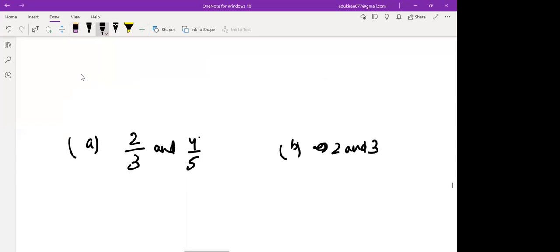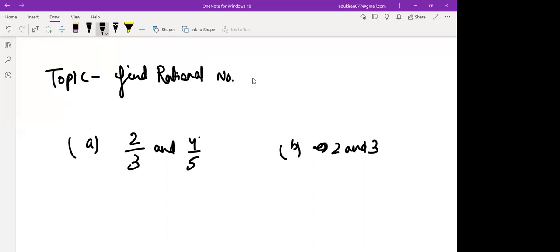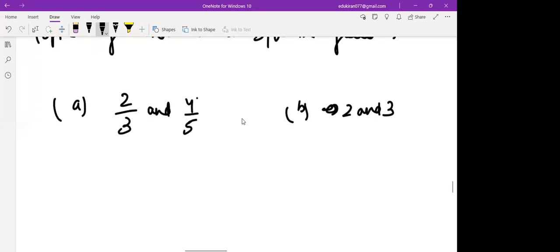So the topic over here is: find rational numbers between the following. Clear? So the first question is this, and you have to find three rational numbers between 2 upon 3 and 4 upon 5. I'm doing it here. Have a look.